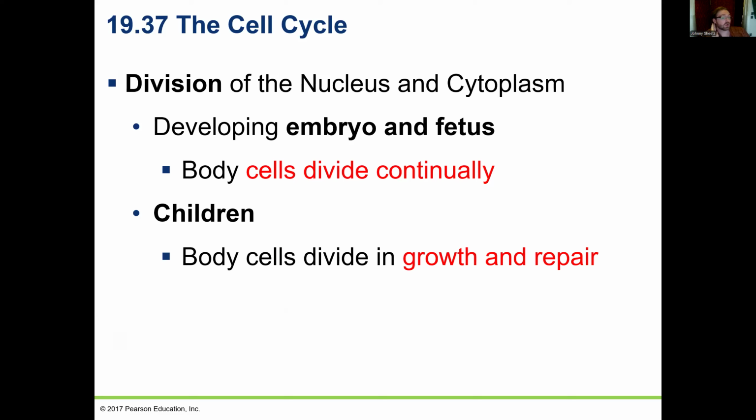So division of nucleus and cytoplasm. Body cells are always dividing. The cells in your body all have slightly different ages, and they're all at slightly different stages of the cell cycle. Right now, millions of cells in my body are currently finishing division or beginning division. It really just comes down to the fact that we have billions and billions of cells, and so they're all going to be doing slightly different things because each is technically a living component.